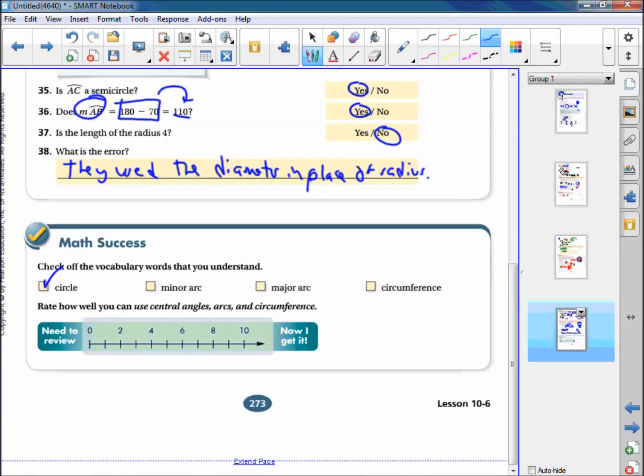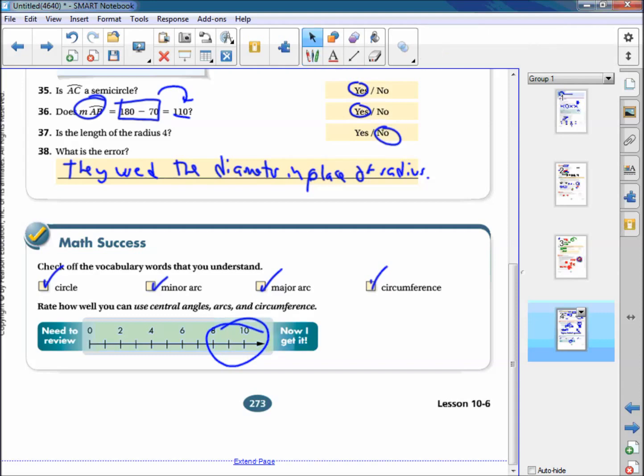All right, so we had some new vocabulary today that you should understand now. Circle is not new, that should be easy, but minor arc and major arc, I don't think you've ever heard before. And then circumference should be easy. Rate how well you can tell central angles, arcs, and circumferences. And you should be up in here somewhere, otherwise you want to go back and watch again.